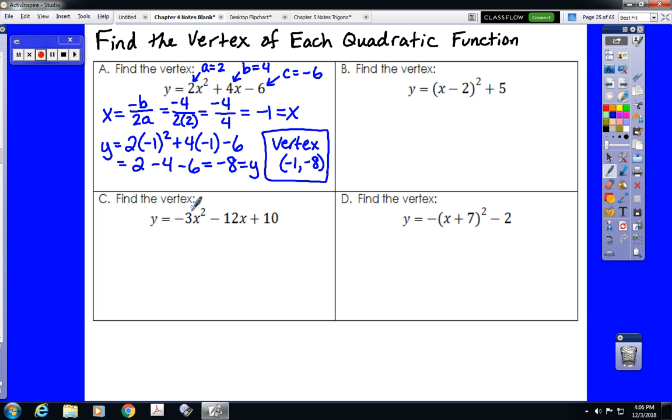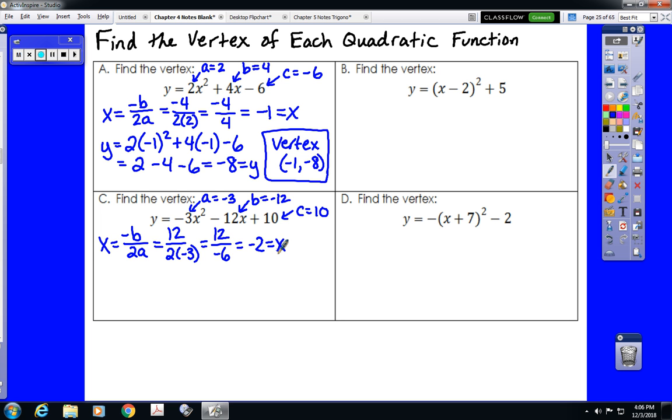So in letter C, the A value is negative 3, the B value is negative 12, and even though we don't need it, the C value would be 10. We would start by finding the axis of symmetry, which is negative b over 2 times a. That would be 12 over 2 times negative 3, or 12 divided by negative 6, which would be negative 2.